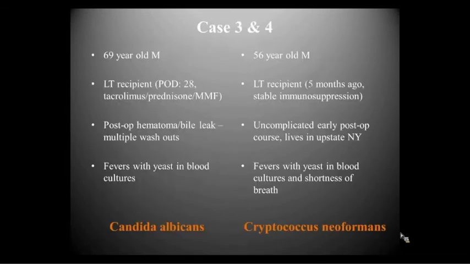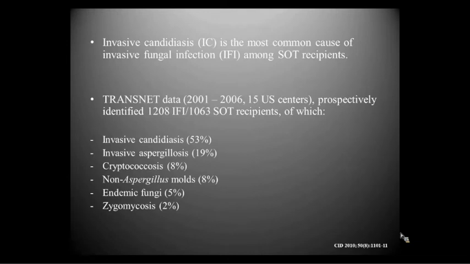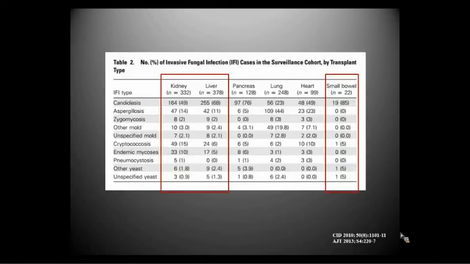So just talking a little bit about these infections: invasive fungal infection following solid organ transplant, invasive candidiasis is the most common invasive fungal infection you will see. And we do have prospective data on this, called the Transplant data from 15 US centers. They prospectively identified infections in these patients: invasive candidiasis followed by aspergillosis and then cryptococcosis. Those are the 3 most common infections you'll see in solid organ recipients.